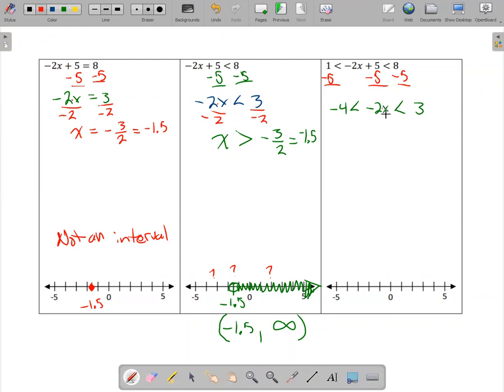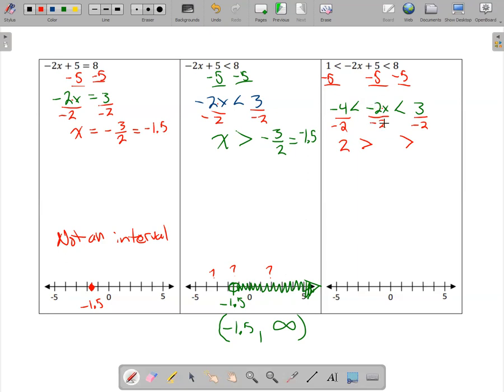To get rid of the multiplication, we have to divide. And since the number we're dividing by is negative, in the next step, I've got to flip those inequalities. You flip both of them? You have to flip both of them, yeah. So instead of a less than, that's going to turn greater than, and greater than. Negative divided by negative is a positive. 4/2 is 2.